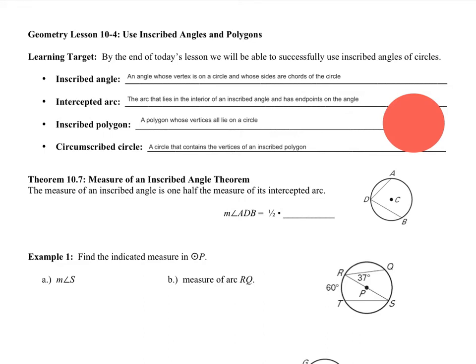Lesson 10-4. Use inscribed angles and polygons. By the end of today's lesson, we will be able to successfully use inscribed angles of circles. The inscribed angle is an angle whose vertex is on a circle and whose sides are chords of the circle. So, let me show you an example.